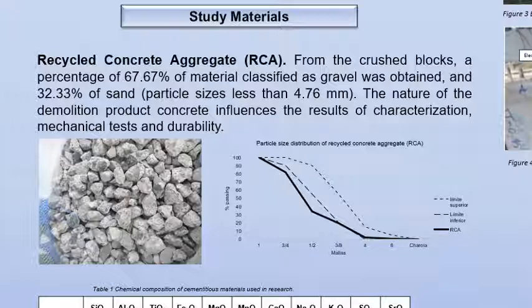Study materials. Recycled concrete aggregate from the crushed blocks. A percentage of 67.67% of material classified as gravel was obtained, and 32.33% of sand. Particle sizes less than 4.76 millimeters. The nature of the demolition product concrete influences the results of characterization, mechanical tests, and durability.